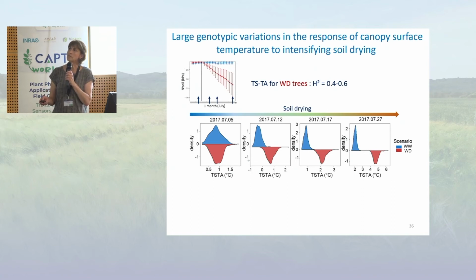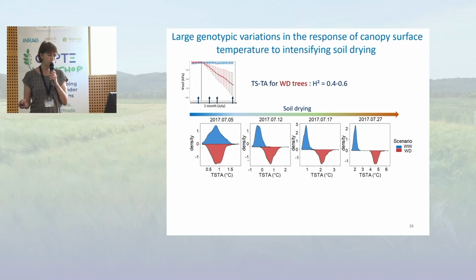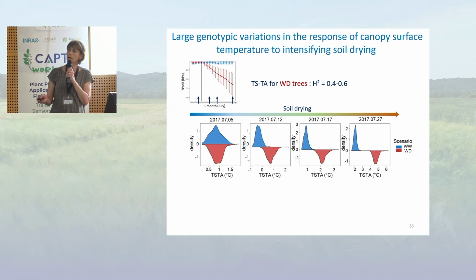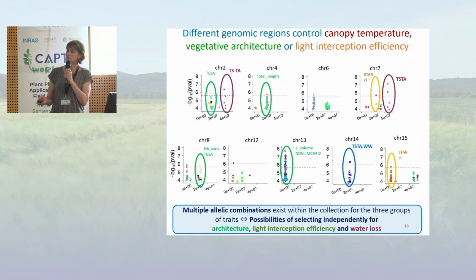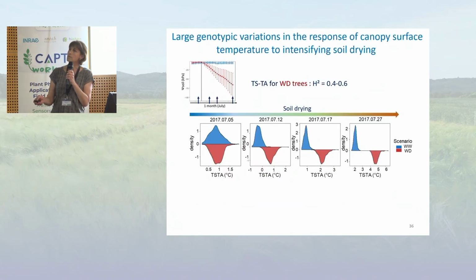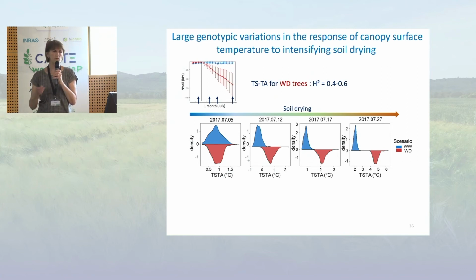Then what happened to the trees that were water stressed? You see that here, if you compare in red the water stressed trees to the well-watered ones, across the dates you have a switch between the well-watered and the water stressed, and this difference increased with the water deficit. So we were happy. We said, okay, it's working well. But the heritability was less, probably because of the shrinkage of the variability within the population.